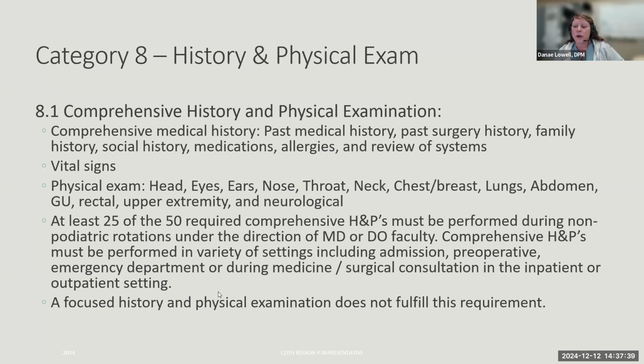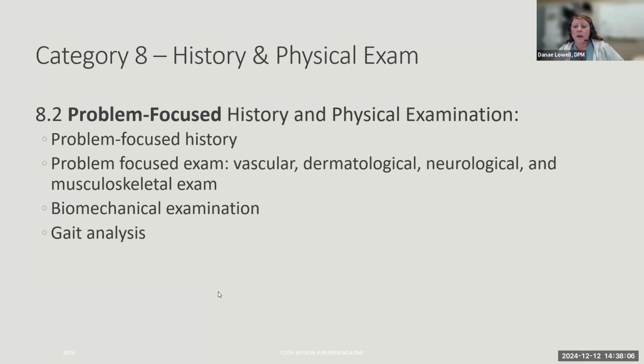Category 8.1 is for the comprehensive H&P and must fully encapsulate the components of a full exam. There is a minimum of 50 required, with at least 25 being completed under non-podiatric supervision. They can be performed in a number of different settings but must include all aspects of a comprehensive exam. There is also an 8.2 for problem-focused H&Ps, which can be used to document encounters which do not have all the components of a comprehensive history and physical exam.